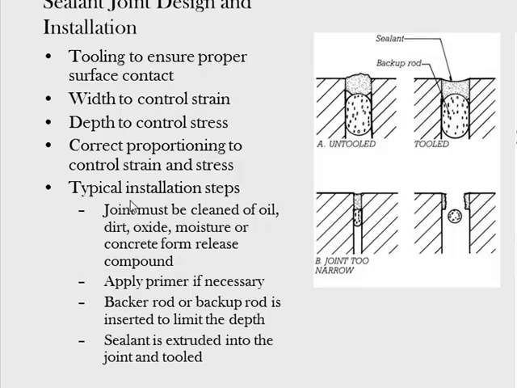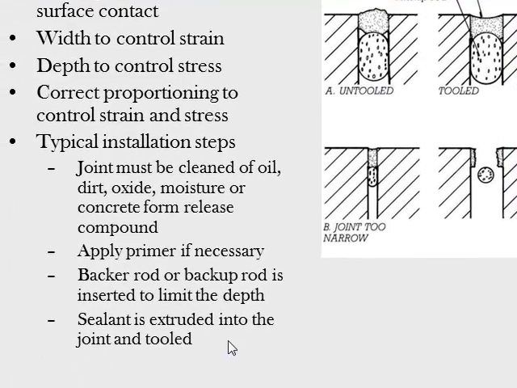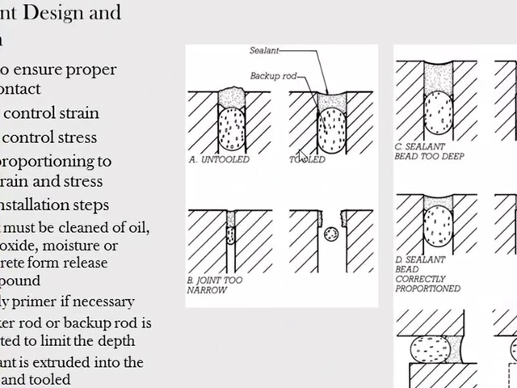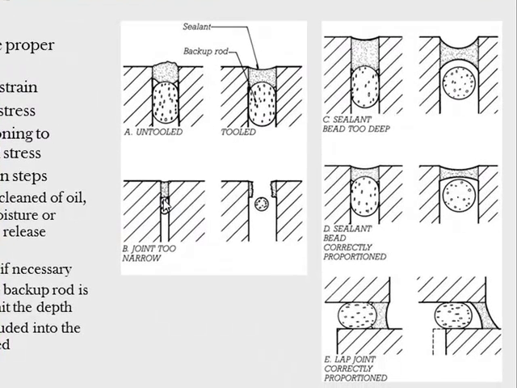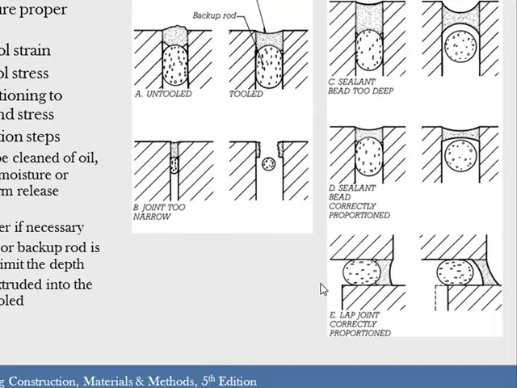It talks about the typical installation steps. Apply a primer. The backer rod, which is this circle thing. Sealant is extruded into the joint. So here you can see that this one's untooled and this one's tooled. If it's too narrow, here it's too wide, obviously. Here it's too deep. Here the bead is correctly proportioned.